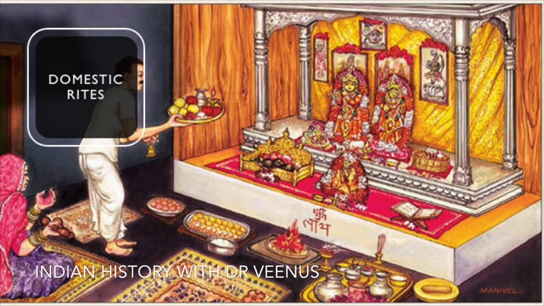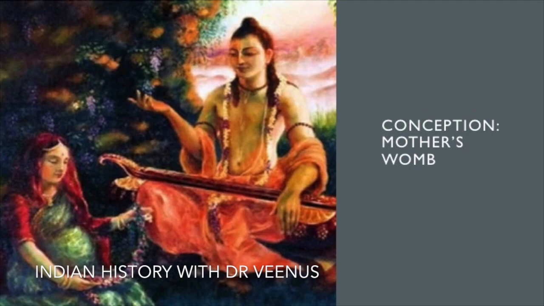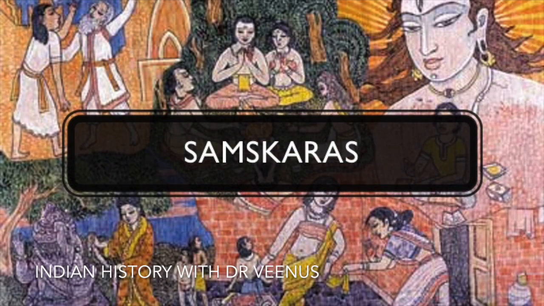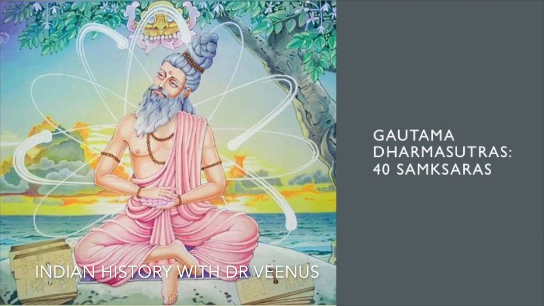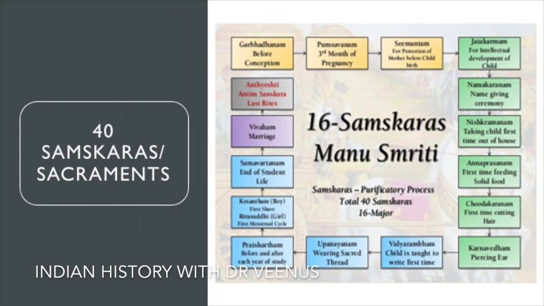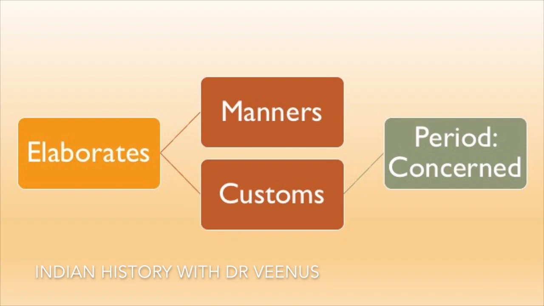The domestic rites embrace the whole course of a man's life from his conception in the mother's womb up to his death, or rather beyond it, as several ceremonies refer to the departed souls. The point to note here is that Sanskars range from 40 Sanskars in the Gautam Dharma Sutras up to 14 Sanskars in the Grihasutras. The conventional list of 40 Sanskars or sacraments explain the general nature of these rites and ceremonies and throw a flood of light on the manners and customs of the period.